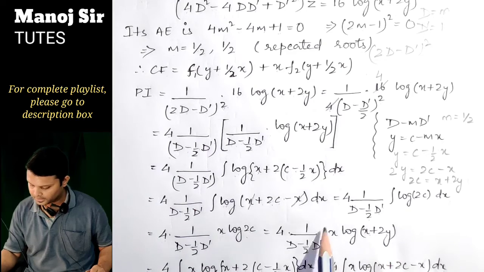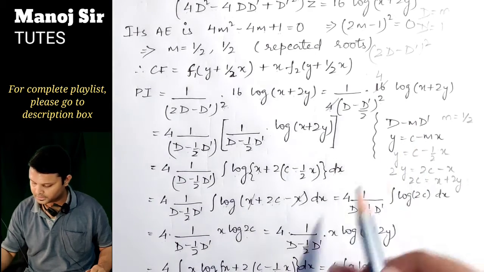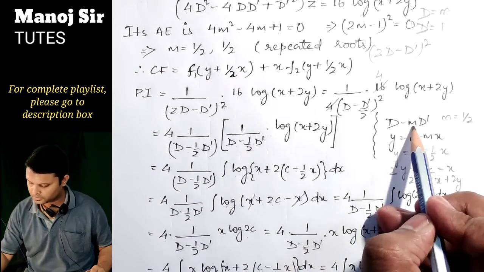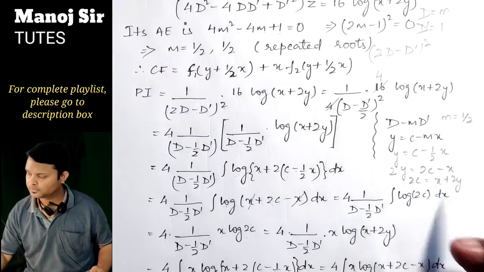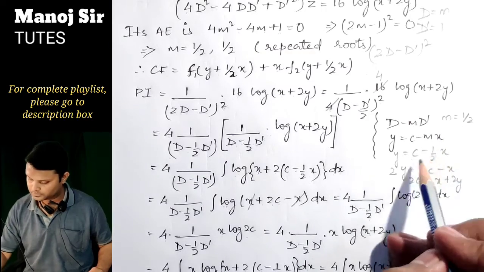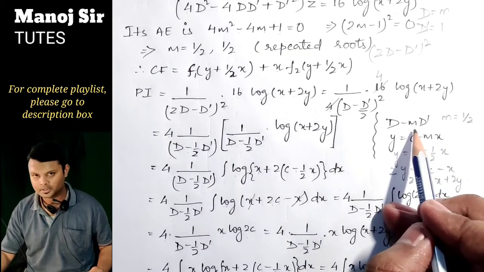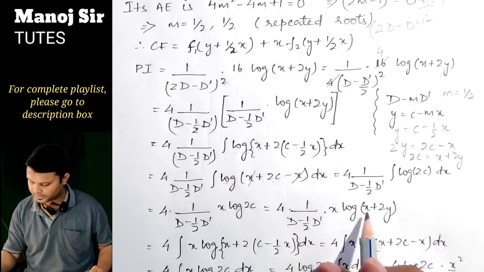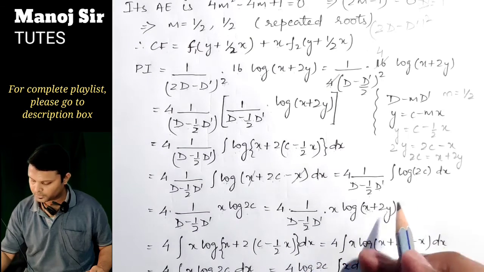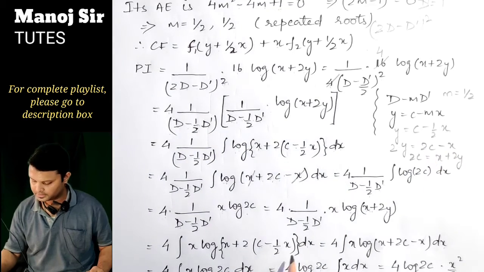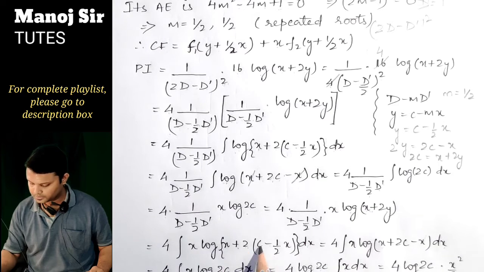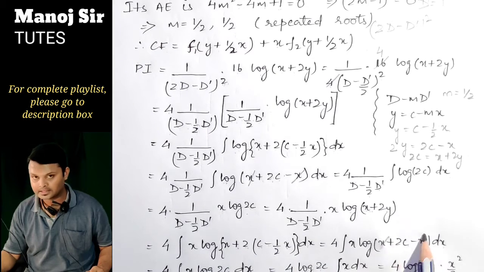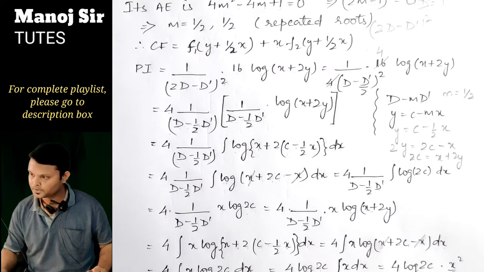Now again we will solve for this. If you compare this again you will get m equals to 1 by 2, okay. So we need to repeat this again because the value of m is same, okay. So 4 into integration of x into log of (x + 2 into, in place of y we need to put c − half of x), here again dx. So 4 into integration of x log (x + 2c − 2 into half, that is 1 into x) dx.